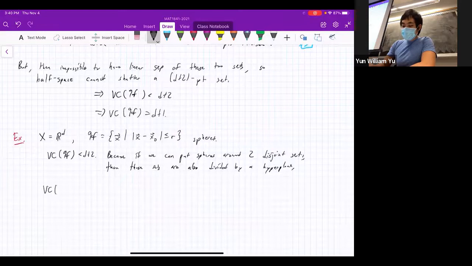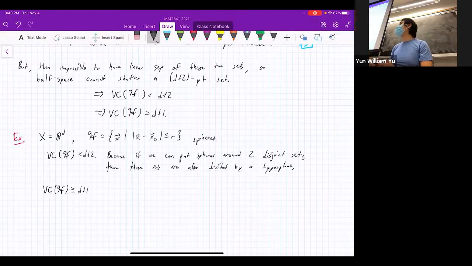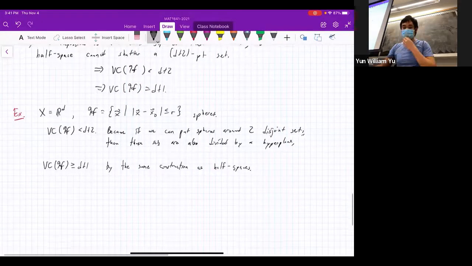And I'm also going to claim that the VC dimension of this is greater than or equal to d+1. Does anyone see how to do this? The answer is actually the same construction as for half spaces, because there's this close relationship. It takes a little bit more work to see, so we'll actually exhibit this as well.